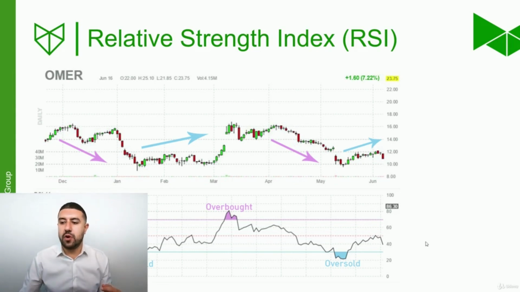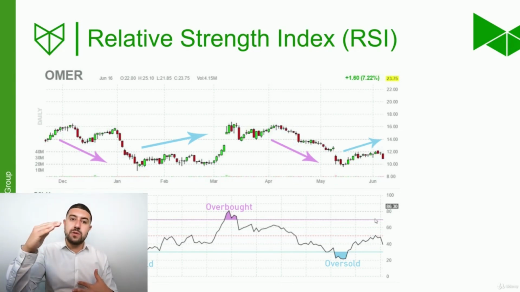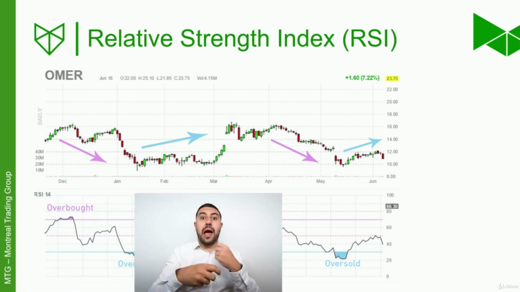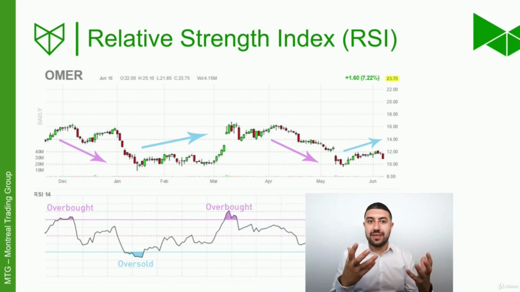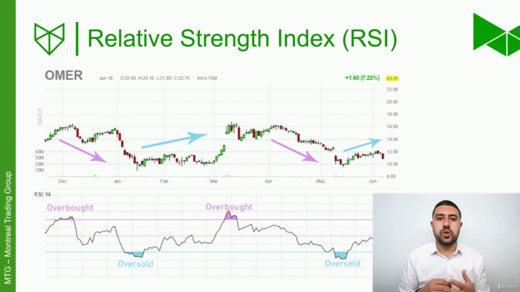If the RSI's value is above 70, we say it's overbought. Why? Because the green candles are way bigger than the red candles. So it's overbought. People are buying it more and more aggressively, right? That's why the green candles are way bigger, because the buyers are buying so much more aggressively. We say it's overbought. Do you want to short something that's overbought?